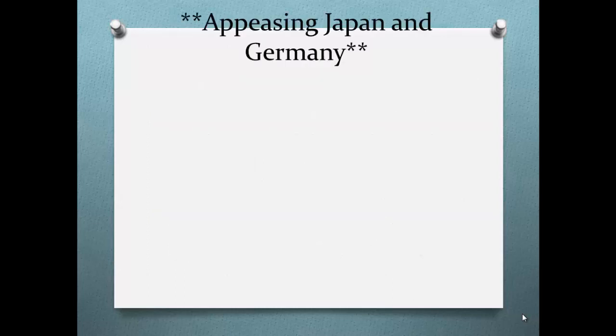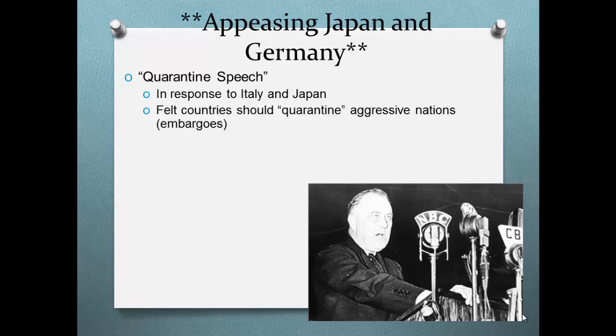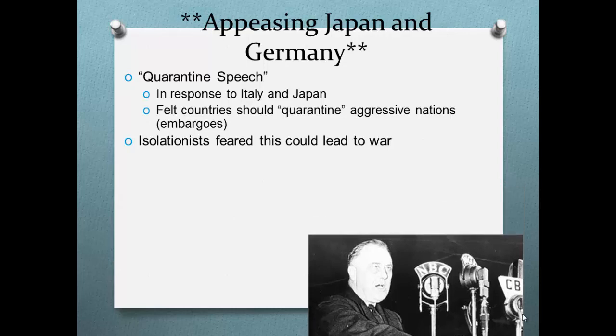This slide is probably the most important slide in this whole chapter, Appeasing Japan and Germany. We have the quarantine speech. This is FDR's speech in response to aggressive actions by Italy and Japan, specifically when Japan invaded Manchuria and China and Italy takes over Ethiopia. And he felt that countries should quarantine aggressive nations, and he was insinuating that countries should come together and place an economic embargo on these aggressive nations. Isolationists were furious with FDR. They feared that his words could help lead to a war.